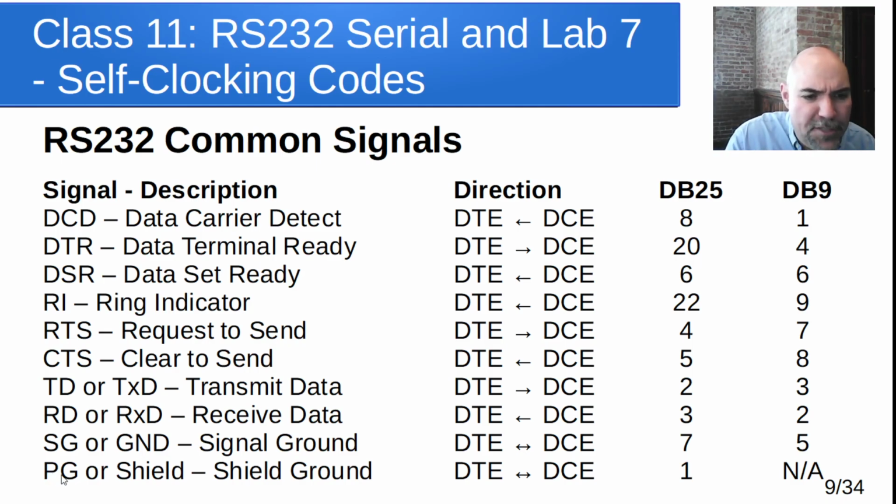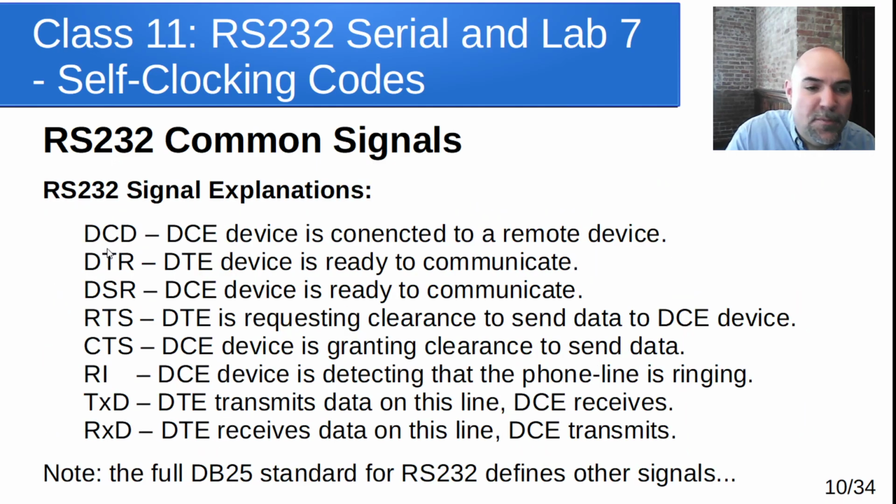Sometimes it's actually labeled FG instead of PG as well. But looking at all of these down through here, notice these signals, they're all conveying different information from one to the other. So let's dig down into that just a little bit to talk about some of those. So for example, DCD, data carrier detect.